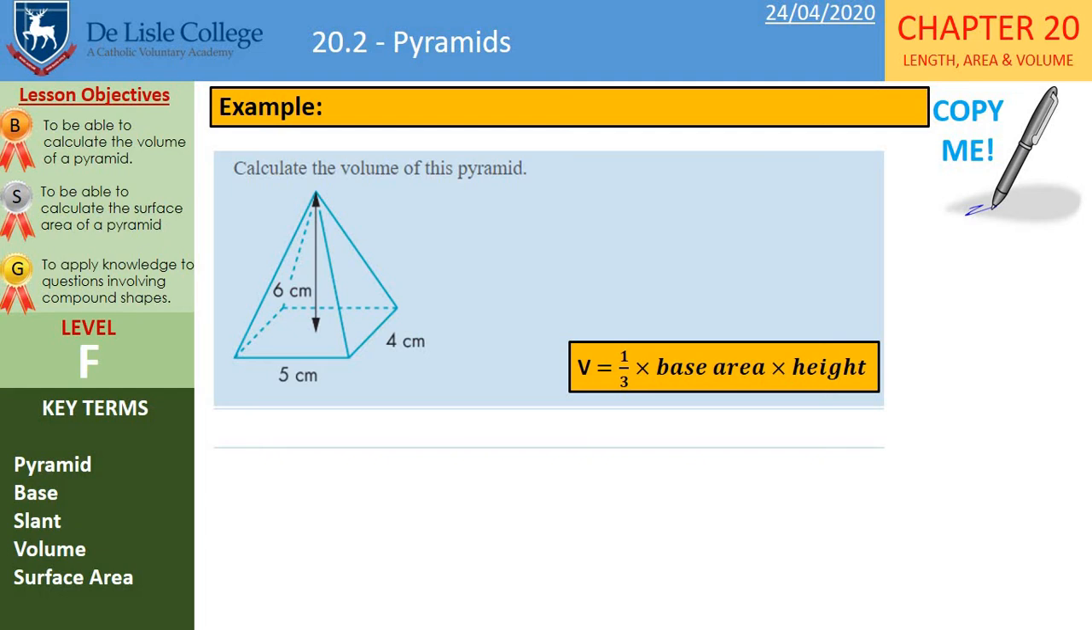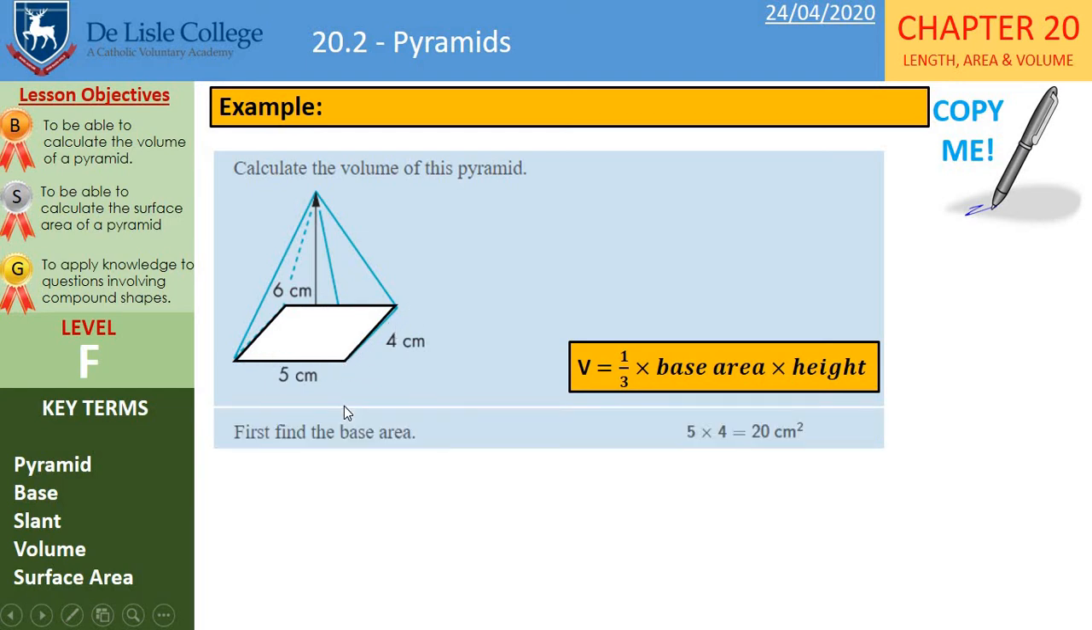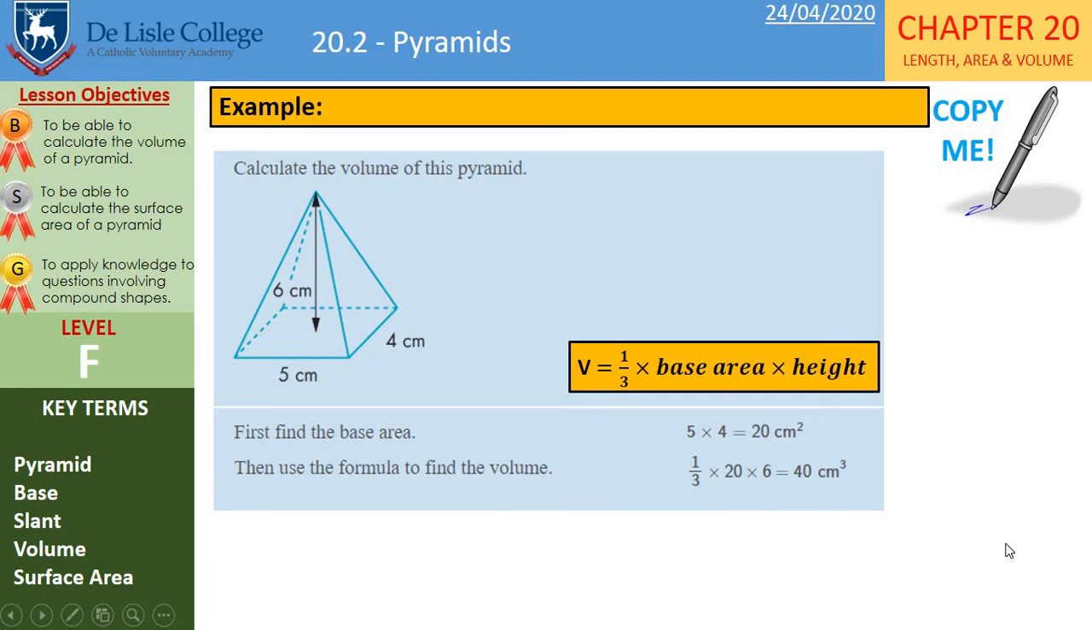So we're going to find the volume of this pyramid, how much space it takes up. Now here's our formula, which we know. The first thing I'm going to do is find the base area of this. We're doing 5 times 4, and we should know that 5 times 4 is 20, and it's centimetres squared at this point, because we're just finding the 2D base area. But we want to know the whole volume.